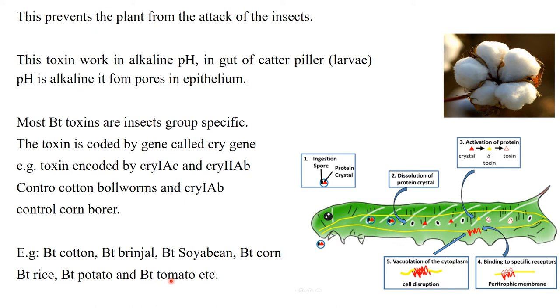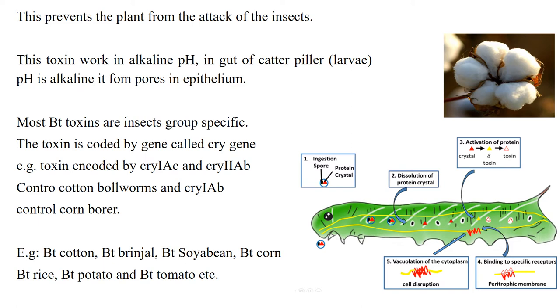Have a look at this diagram. This is the mechanism of the toxin function. Ingestion spores, protein crystals, it is ingested. Then it is activated. दोनों सेट हो जाएंगे. Dissolution of the protein crystal, then activation. Sorry, dissolution, then activation. Crystal is activated into a toxin form. Then binding, number four step, binding to specific receptors, and vacuolation of the cytoplasm. That is the perforation and the release of cytoplasm contents. As a result, insect die.